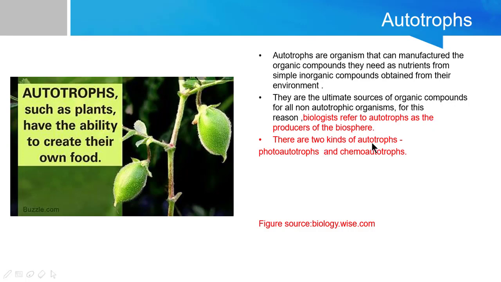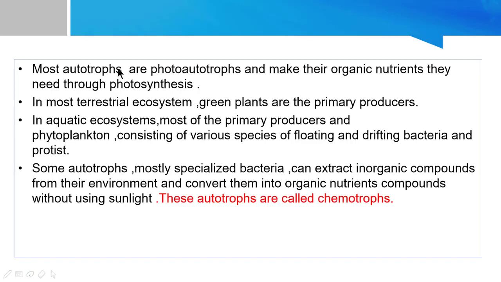There are two kinds of autotrophs, photoautotrophs and chemoautotrophs. Most of the autotrophs are photoautotrophs and make the organic nutrients they need through photosynthesis. In most terrestrial ecosystems, green plants are the primary producers. In aquatic ecosystems, most of the primary producers are phytoplankton, consisting of various species of floating and drifting bacteria and protists. Some autotrophs, mostly specialized bacteria, can extract inorganic compounds from the environment and convert them into organic nutrient compounds without using sunlight. These autotrophs are called chemotrophs.